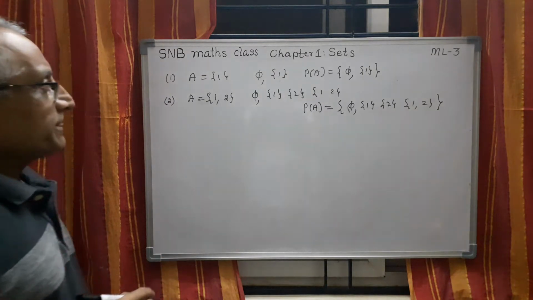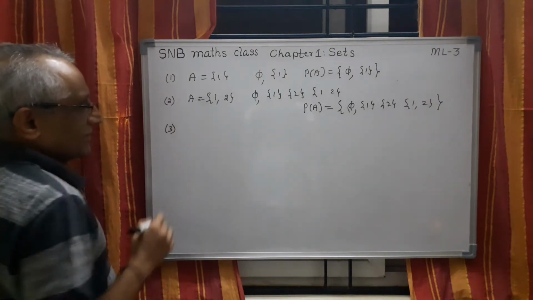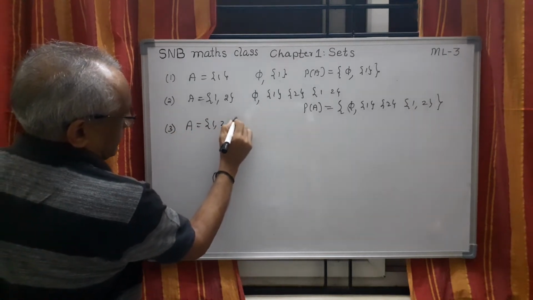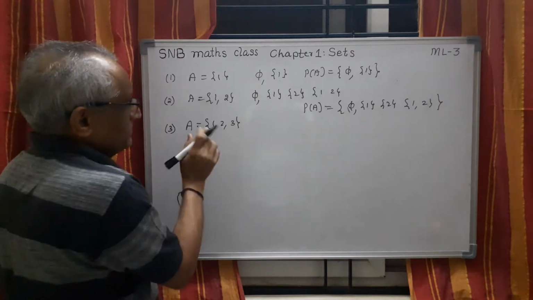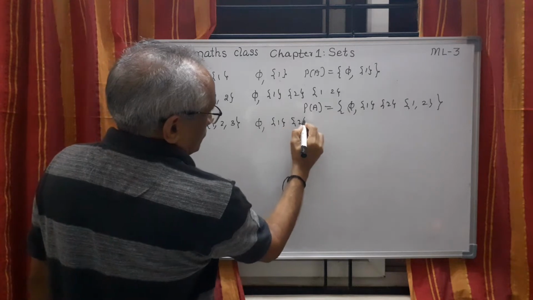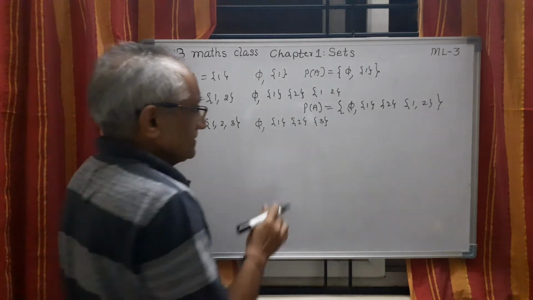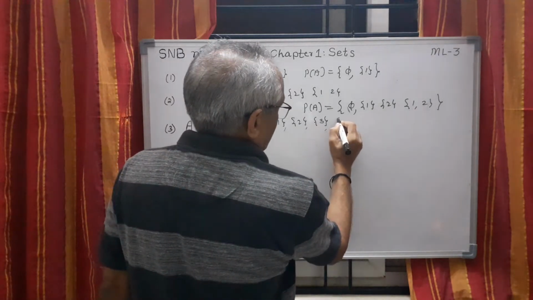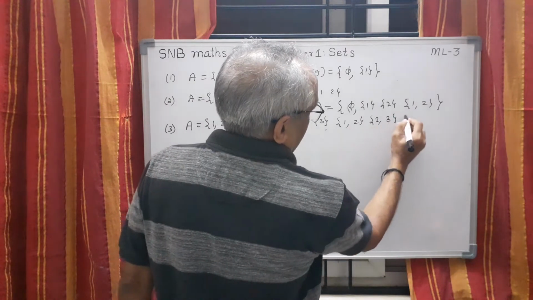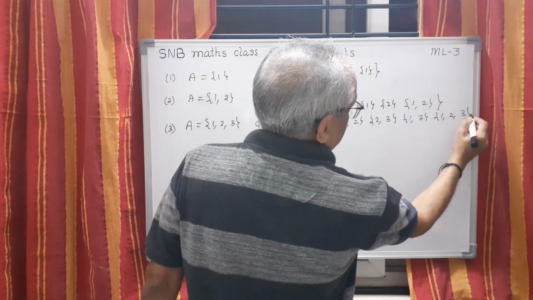So this is the power set. Let me take one more example so that we will be able to understand what is the relation. Let us take A equal to {1, 2, 3}. I will add one more element. So the subsets are phi, then {1}, {2}, {3}. These are the three sets which are containing single element, singleton sets. Then two elements: {1, 2}, {2, 3}, and {1, 3}. And the last one is {1, 2, 3}.